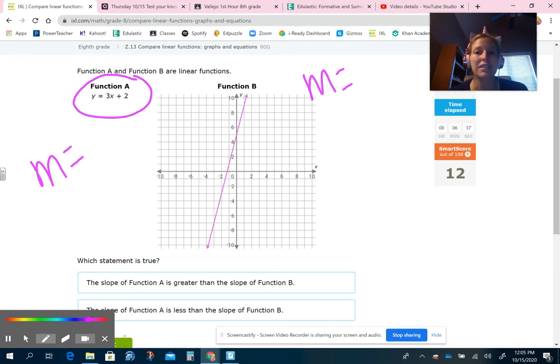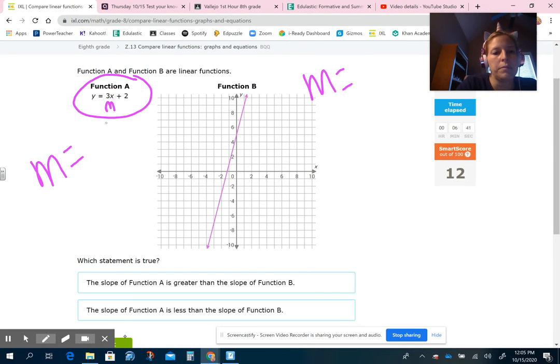Okay, let's see how you did. So obviously my m is my 3. Let's see what my m is on this one. So here's my dot, and here's a dot, and I'm going 1, 2, 3, 4 over 1. Well, that's still 4 over 1. Is this the same equation? It might be the same.